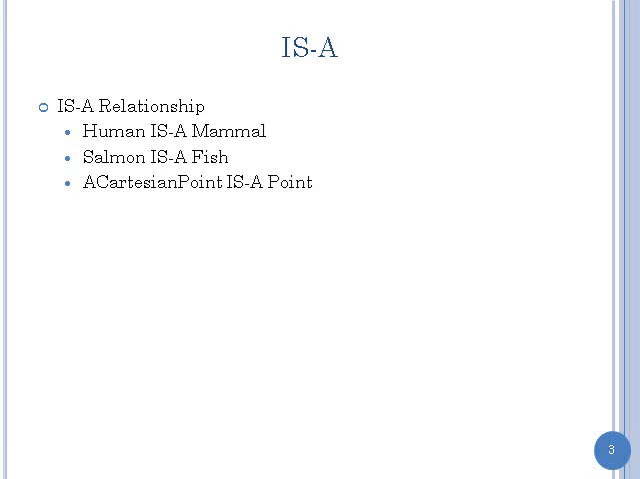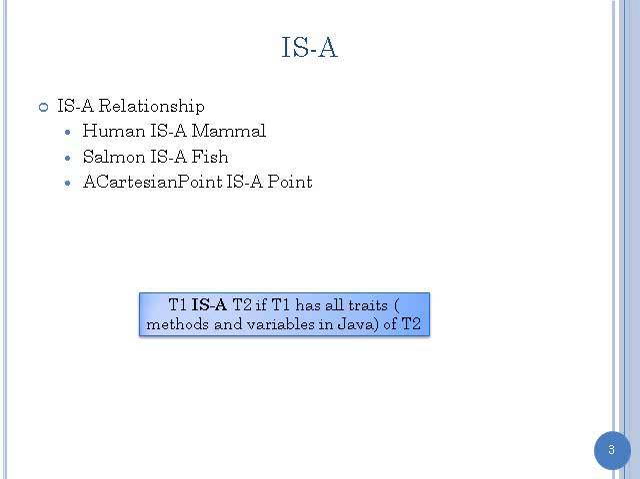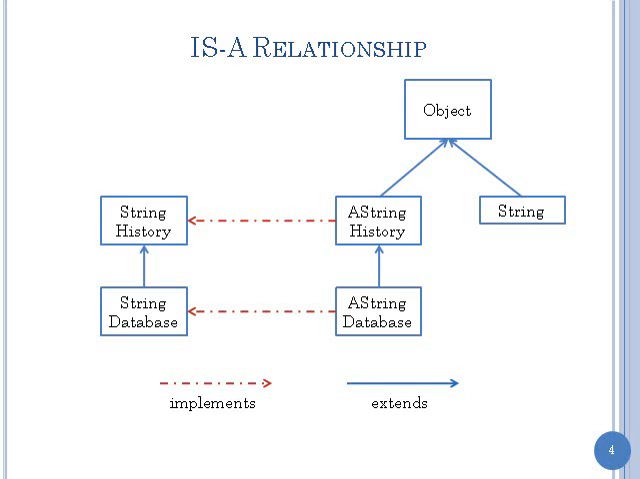Okay? If A is a B, then you use A wherever B is. That's excellent. If A is a B, then wherever B can be used, A can be used. Excellent. That's the basic point of this whole slide deck. Okay? And T1 is a T2 if T1 has all the traits, and in the case of Java, all the methods and variables of T2. That's "is a". Okay? Whatever trait quite means. Okay?